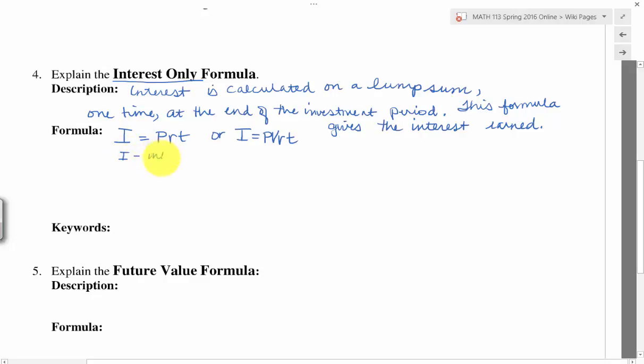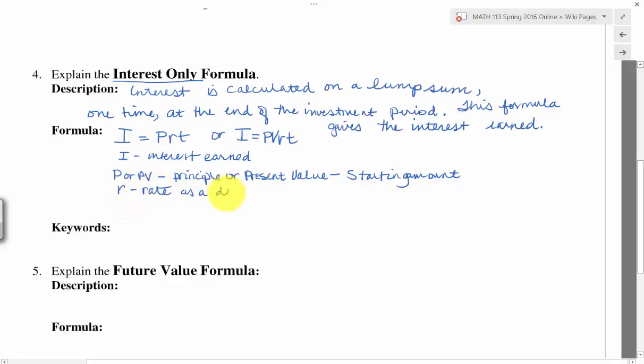So I stands for interest earned. P or PV, depending on how you want to write it, would be principal or present value. And that's also the starting amount. And then we have an R. That's going to be the rate as a decimal, and T will be time in years. So that's all you need to show for the formula, just the formula itself, and then each variable with a short description, so that when you come back to use this formula, you have a very good idea of what each part of the formula is.